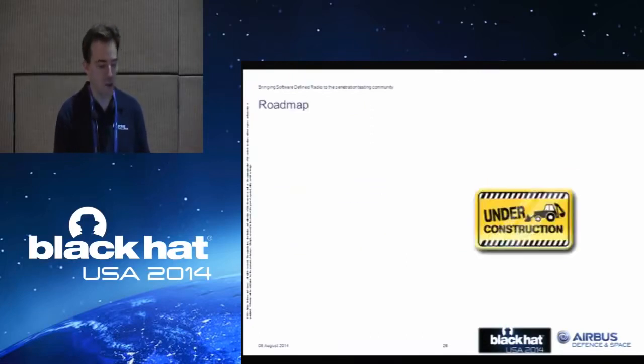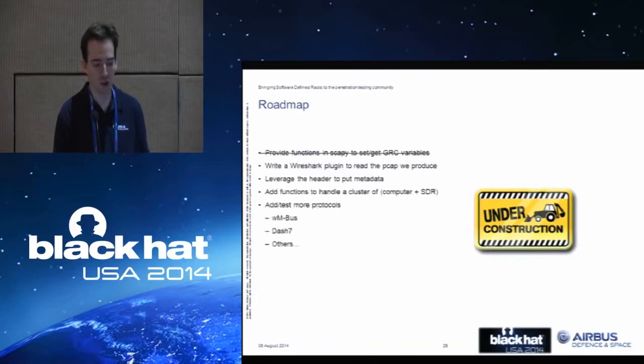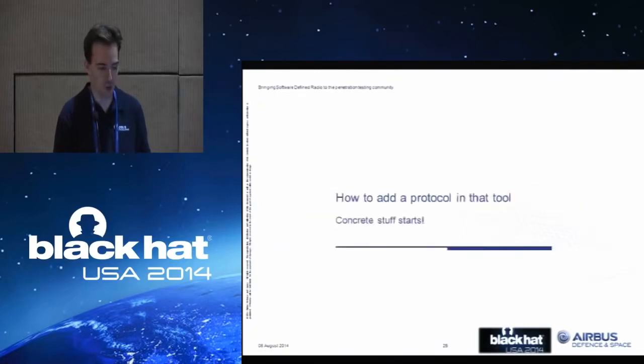The roadmap of the development: well, the first line has been struck because it's already done. That's the XML RPC server. We also want to write a Wireshark plugin to be able to read back the PCAP that scapy is able to read and write. Also leverage our header to put more metadata on it, add a function to handle a cluster of computers plus SDR. And of course, add more protocols.